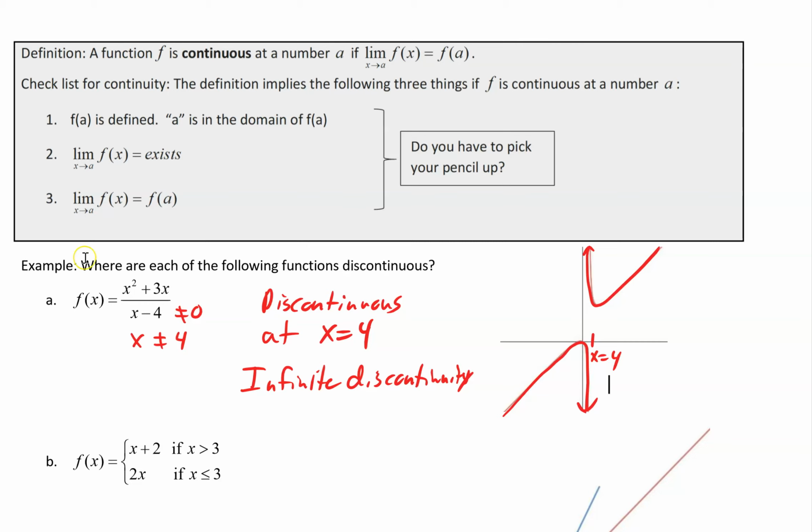You can also tell it's not a hole because this did not cancel. So if there was an x plus 4 on the top and it canceled, it would have become a hole, which would be a removable discontinuity.